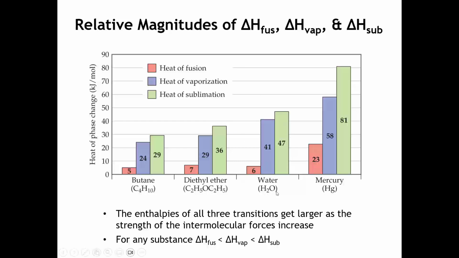Now, we've been talking about water, but if we look at substances that are nonpolar like butane, or have dipole-dipole interactions like diethyl ether, or even have metallic bonding holding the atoms together as they do in mercury, we can see that always we have the same order. The heat of fusion is smaller than the heat of vaporization, and the heat of sublimation is the largest. And in all of these cases, if you add up the first two, you'll equal the heat of sublimation.